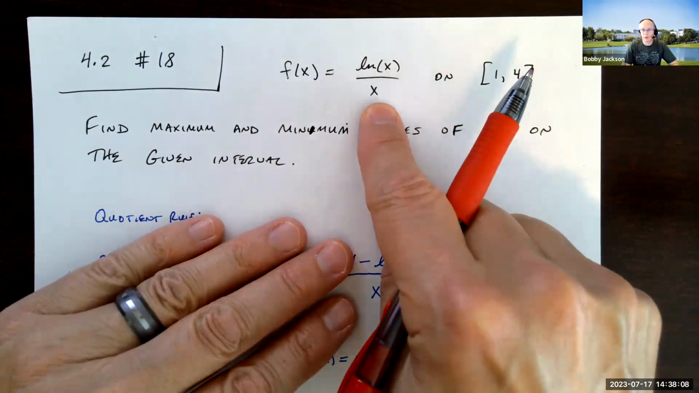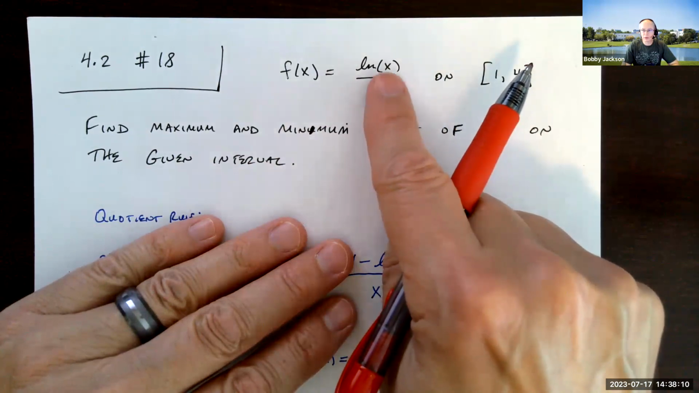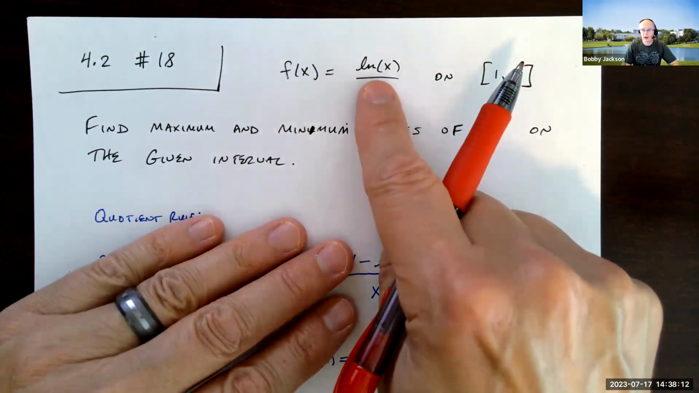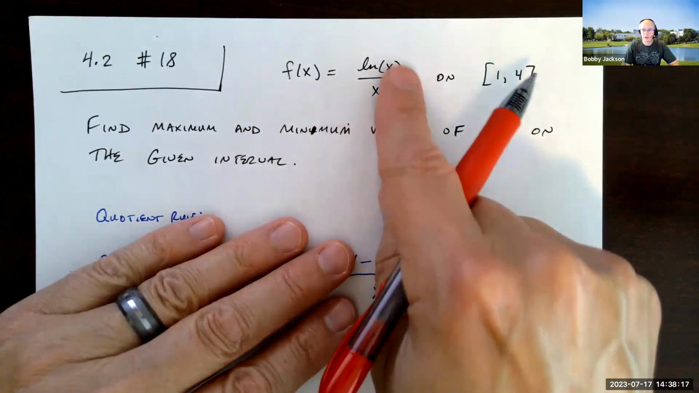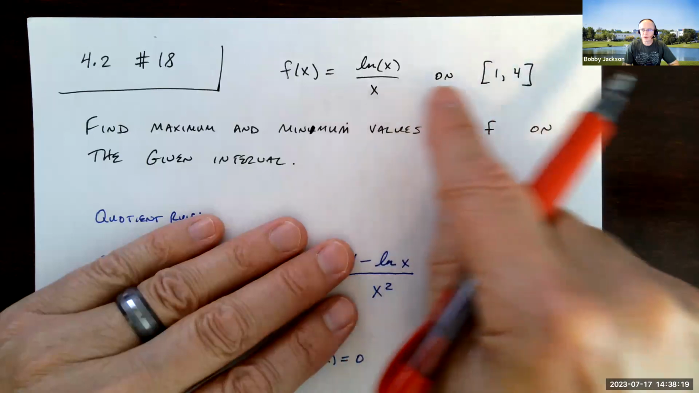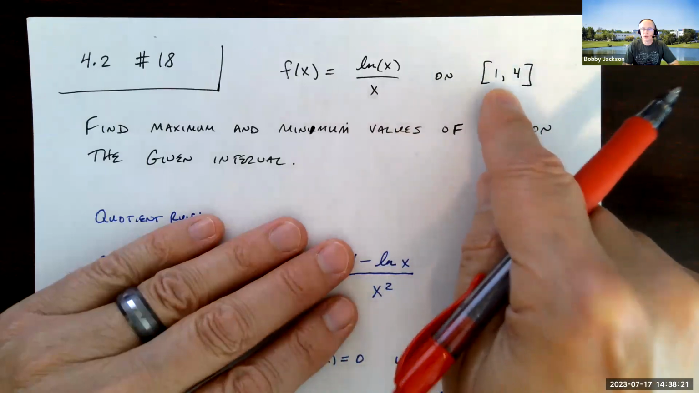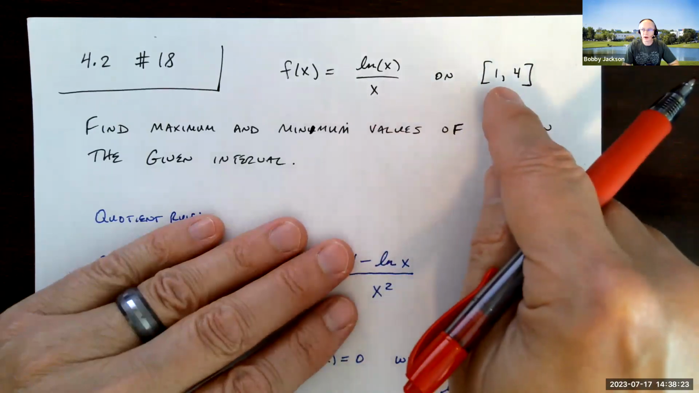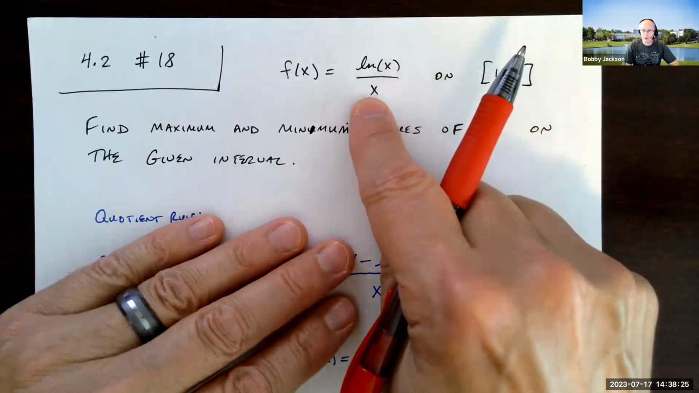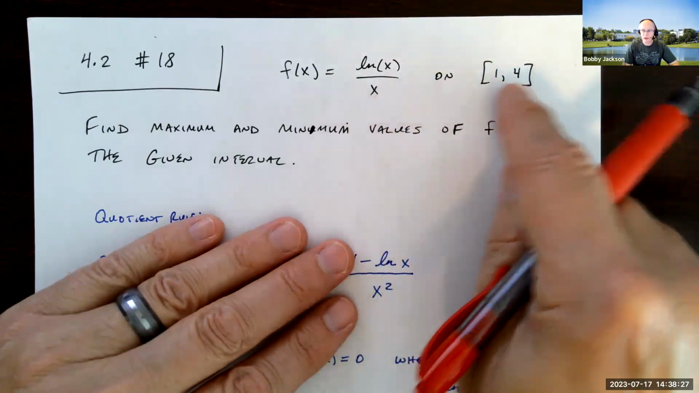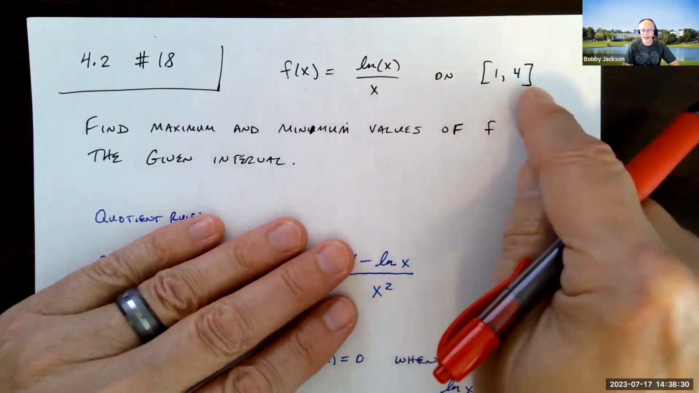It's continuous for all positive values of x. Remember, the domain for the natural log of x is values greater than 0. And so for values greater than 0, this function is continuous, so it's certainly continuous on this interval. So the way we find the max or min, remember, is to simply evaluate this function at the endpoints or any critical points in that interval.